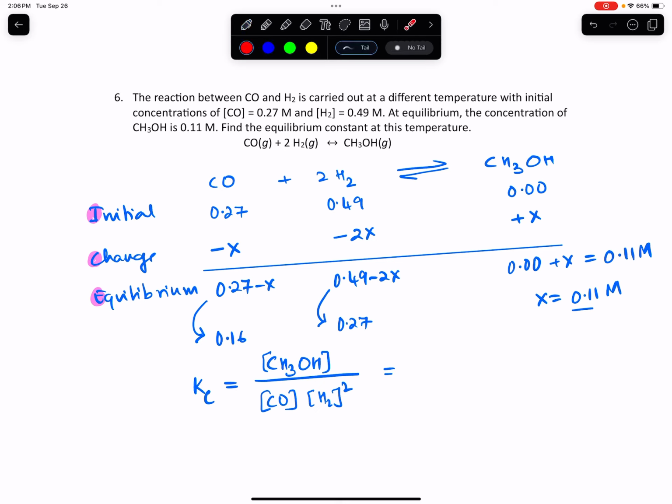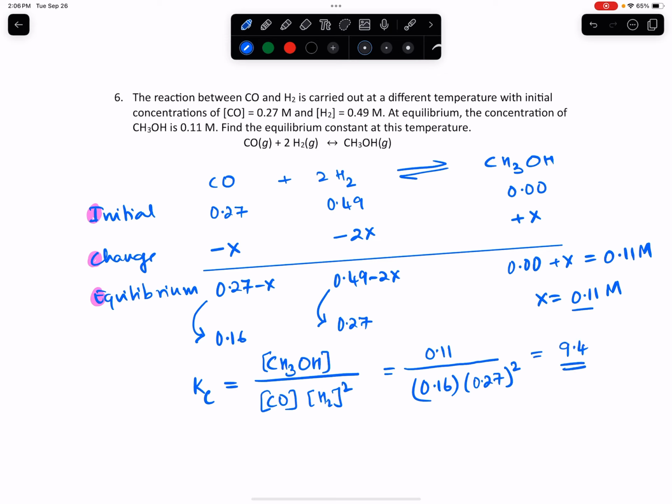So CH3OH is 0.11 molar, so that's 0.11. The whole thing is divided by 0.16 for CO times 0.27 for H2 raised to the power of 2. And if you simplify this, you get 9.4. And that is your equilibrium constant for this reaction at whatever temperature this reaction is carried out.